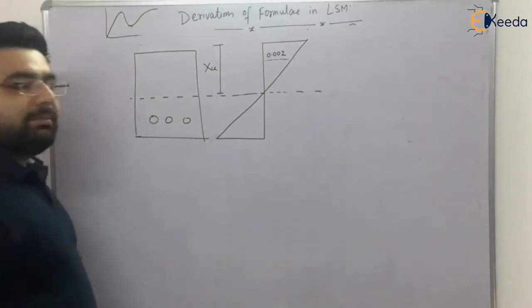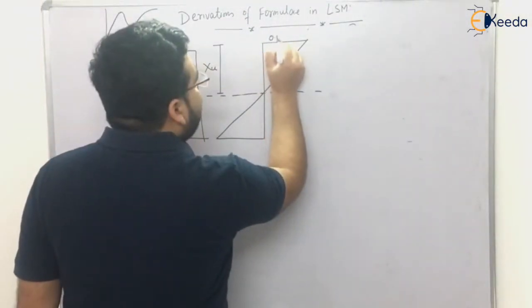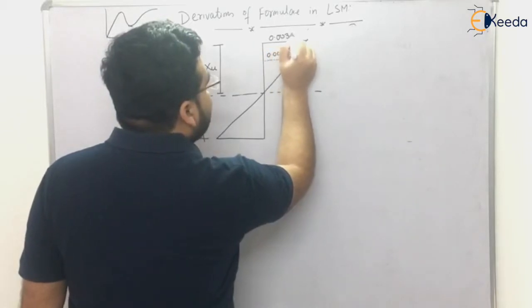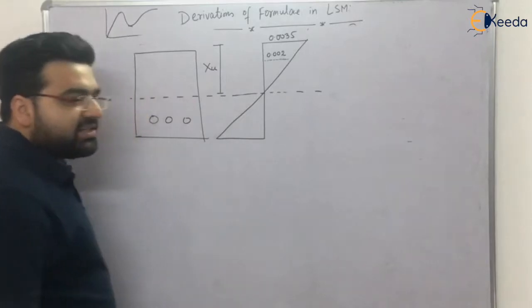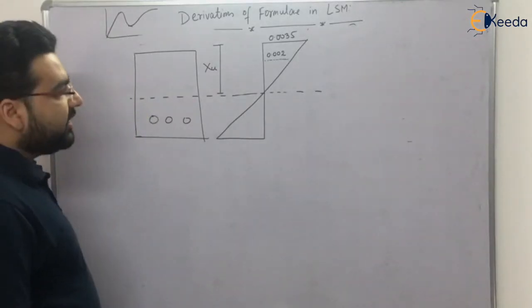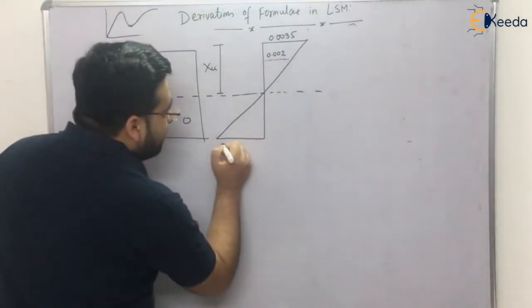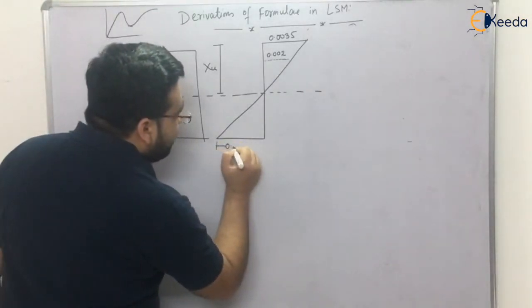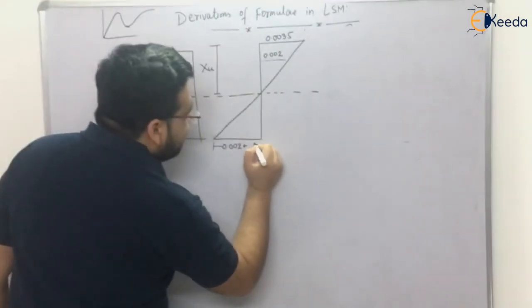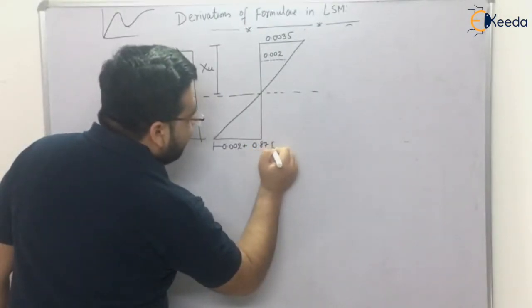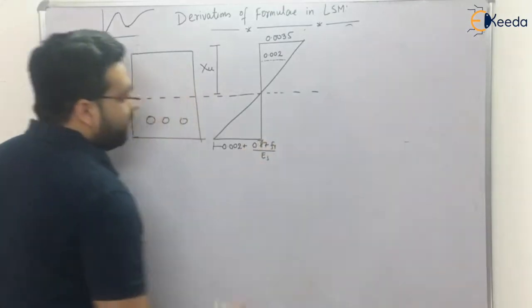0.002. And what is the maximum strain in concrete as per the code? That is 0.0035. I told you that, right? 0.0035. Clear? Now, what is the maximum strain in steel as per the code? That is 0.002 plus 0.87 Fy upon Es. So this value will be equal to 0.002 plus 0.87 Fy divided by Es from here to here.